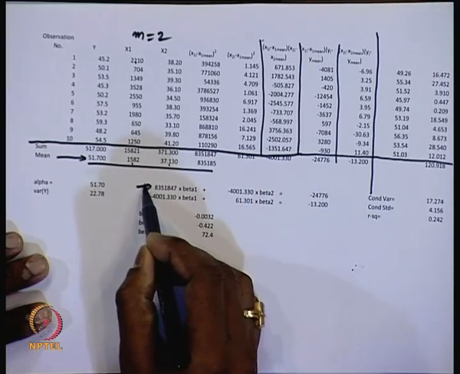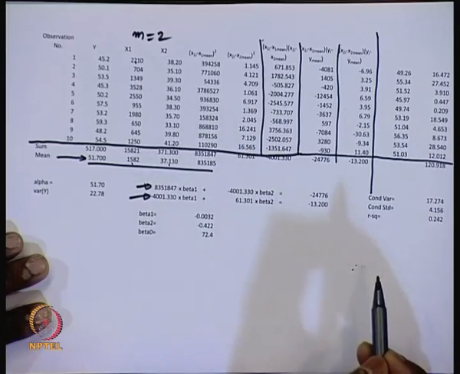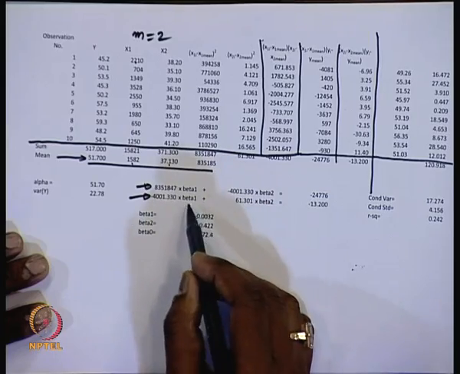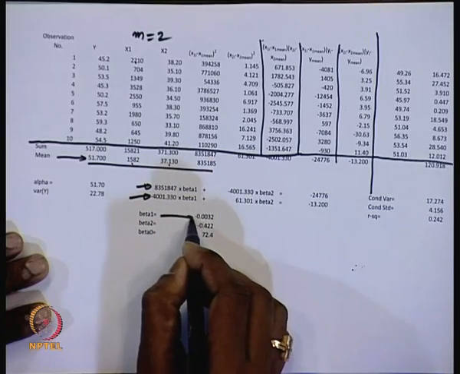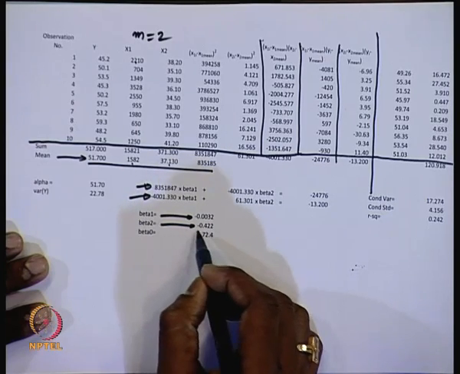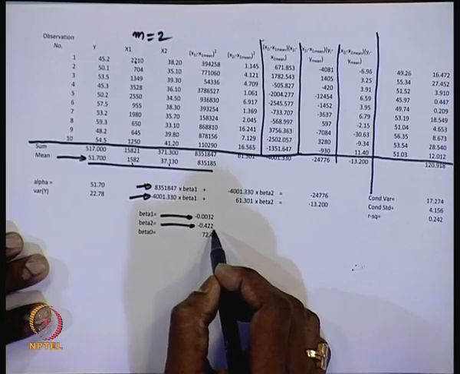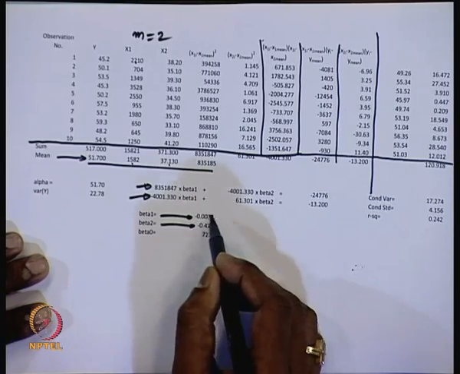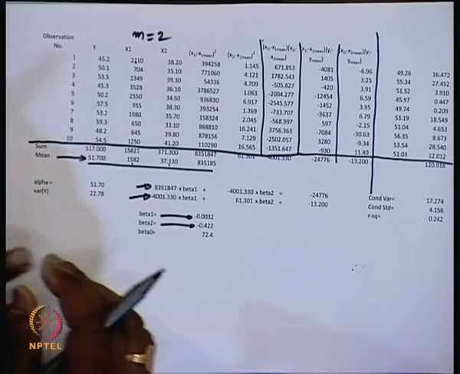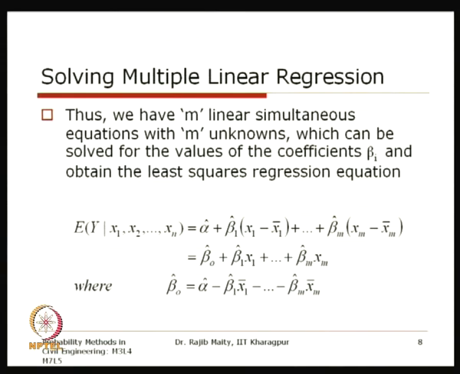Similarly, this is the first equation, this is the second equation that we get, and if we solve these two equations, there are two unknowns, beta 1 and beta 2. So you will get this is your beta 1 and this is your beta 2. Beta 1 is minus 0.0032 and beta 2 is minus 0.422. With this estimate, and with alpha also known, we can calculate beta naught, that is, as we have seen here, beta naught is equal to alpha cap minus beta 1 hat x1 bar minus beta 2 hat x2 bar.